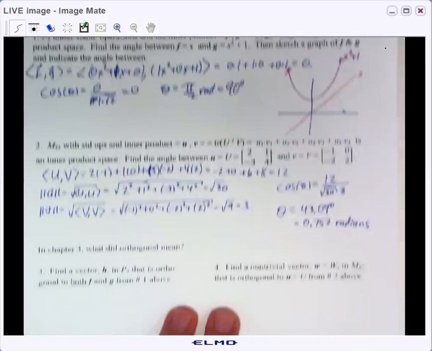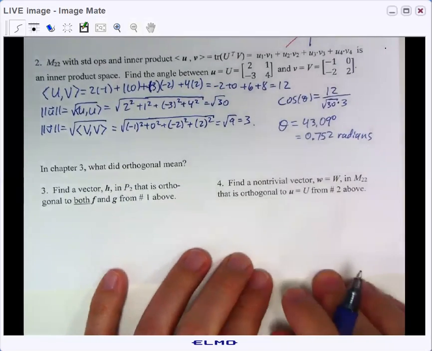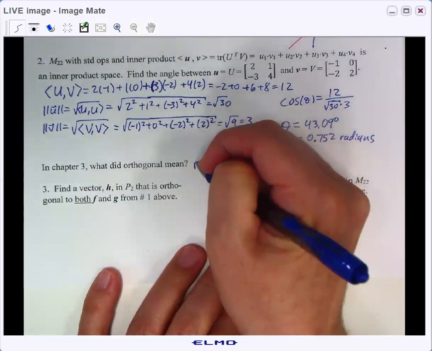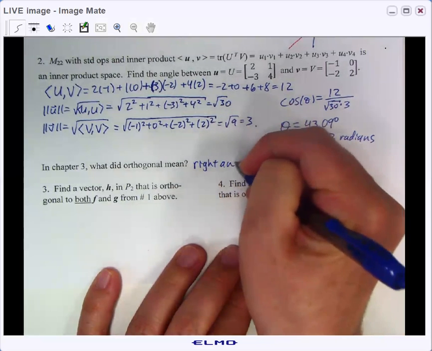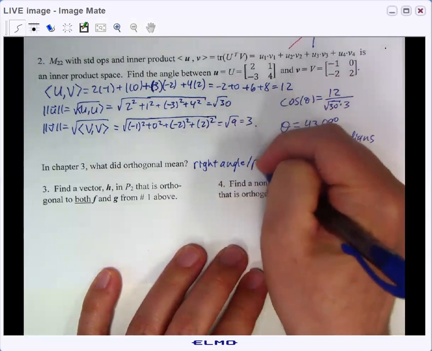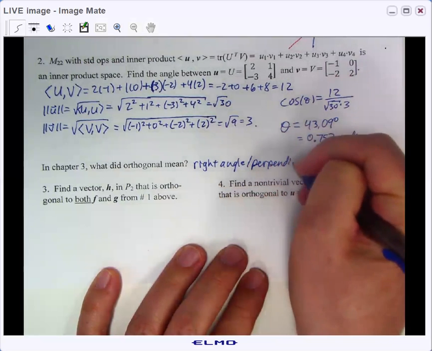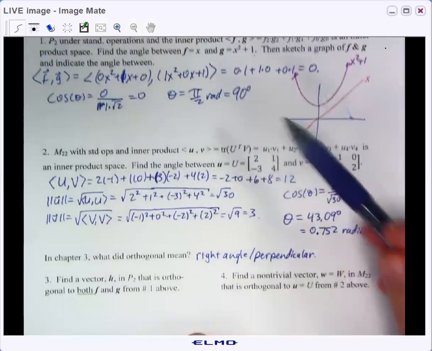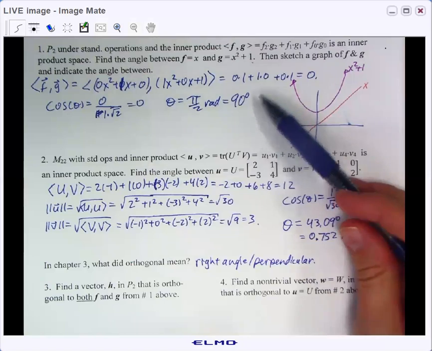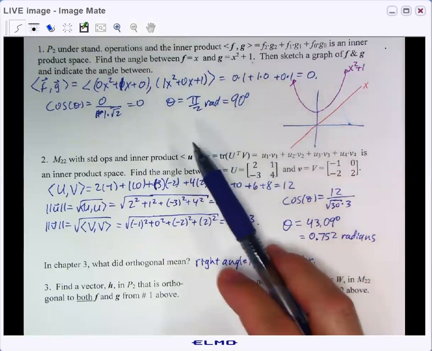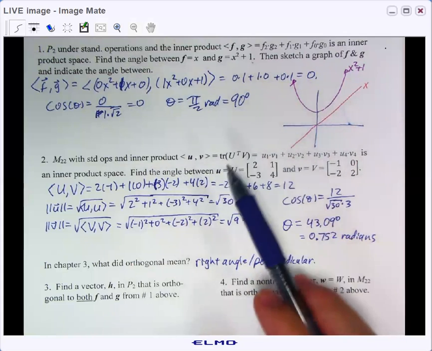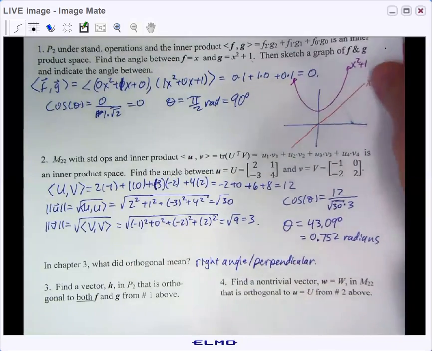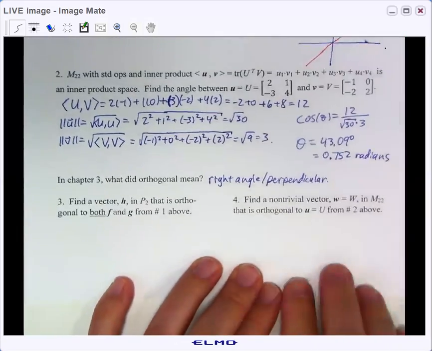All right. So in chapter 3, what did orthogonal mean? Well, orthogonal meant for arrow vectors a right angle or perpendicular. But we saw that this got a little bit harder to tell when we got into R4 and other vector spaces. And we see here that if we've got a pair of orthogonal vectors, their inner product is 0, then it's hard to see where the 90-degree angle is. We can't really see it. But in this space, there is a 90-degree angle.